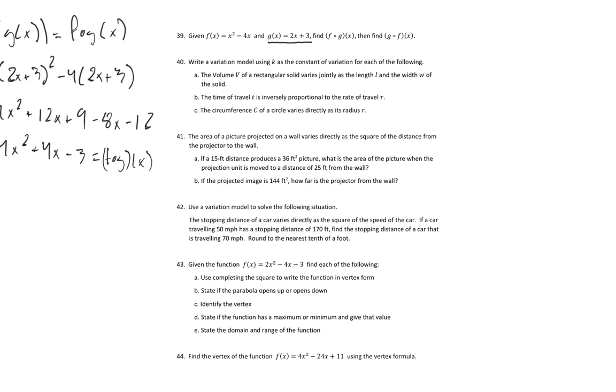Okay, let's do the same thing, but for g composed of f. So this time we're taking g and we're plugging f in. I'm going to write it up top. So 2, Apple Pencil always does this. So 2 times x squared minus 4x, and plus 3. Then what do we get? Well, that will be 2x squared minus 8x plus 3. Okay, and there we go. That should be g composed of f.